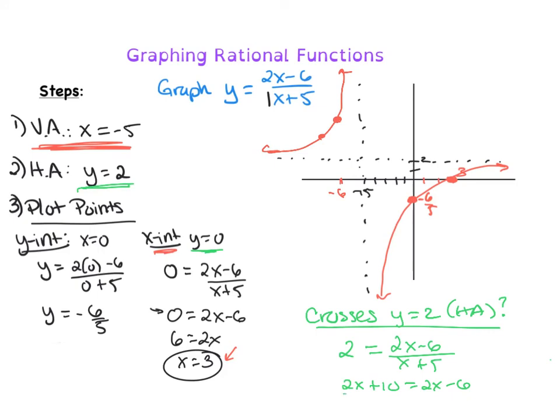If we try to get x by itself by subtracting 2x from both sides, we get 10 equals -6, which is not possible. So if we have something that is not possible when we're looking for the y equals 2, the horizontal asymptote, we can tell that it does not cross. And now we have a pretty decent picture of what our graph looks like.